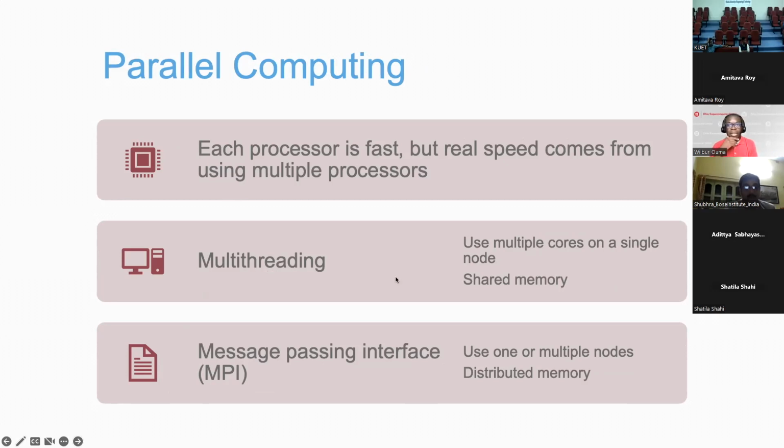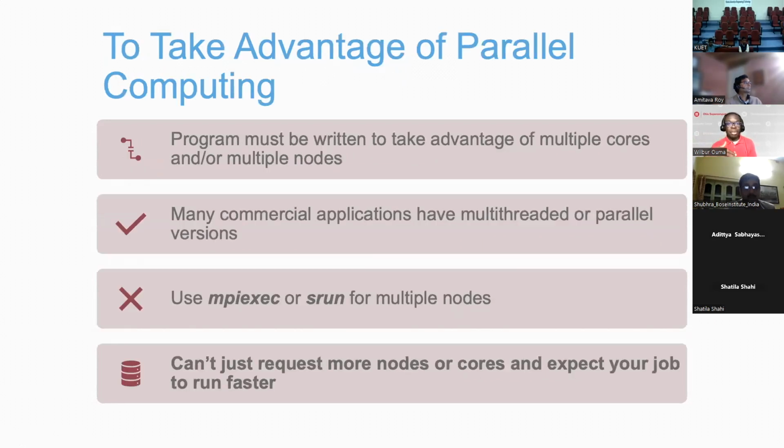Just remember that to take advantage of parallel computing, especially if you want to use multiple nodes, the software application that you're using should be written in a way that it can take advantage of parallel computing. So simply requesting more nodes does not necessarily mean that your software application is going to run in parallel. You have to make sure that the application that you're running actually takes advantage of multiple nodes in order to run efficiently in parallel mode.